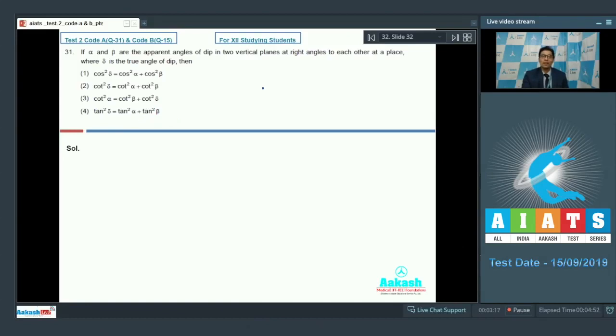Dear students, if a plane makes an angle phi with the magnetic meridian and the apparent angle of dip in that plane is delta dash, then it can be related to the true angle of dip, which is called delta, by the following relation: tan of delta dash, where delta dash is the apparent angle of dip, is equal to tan of delta, where delta is the true angle of dip, divided by cos phi. Here phi is the angle made by the plane with the magnetic meridian.